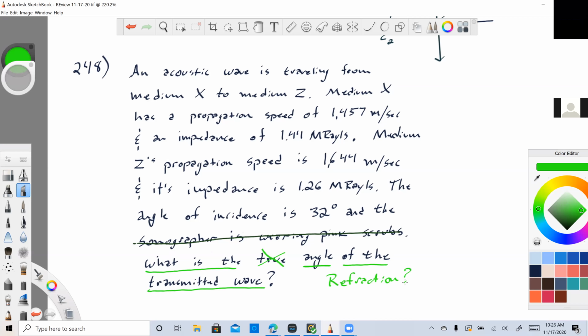Does it occur? How much does it occur? Which direction does it occur? So if we're asking about refraction, we're already assuming that, well, we know from the previous question that the impedances were different. But we don't need impedance right now. We're just worried about speed of sound.